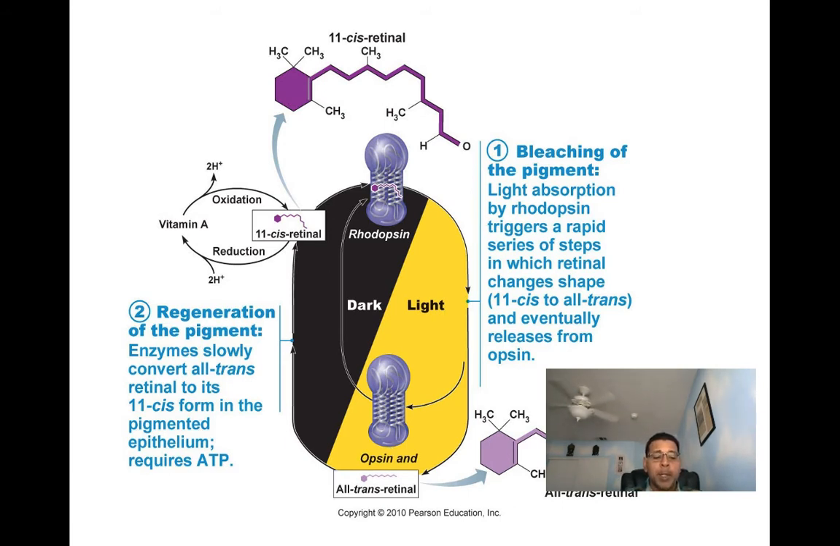When we talk about pigment regeneration, I'd like you to know that once the all-trans retinol detaches from opsin, it is converted back to 11-cis retinol. Rhodopsin is regenerated when 11-cis retinol is rejoined to opsin. Enzymes are going to slowly convert all-trans retinol to its 11-cis form in the pigmented epithelium, and this process will require ATP.